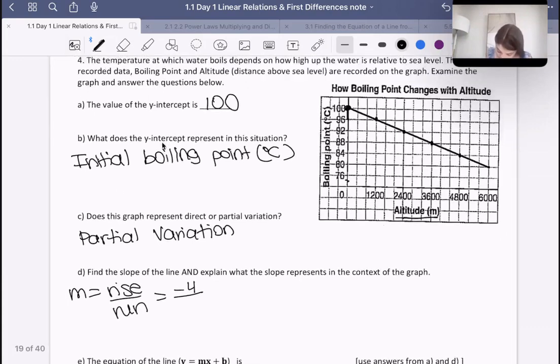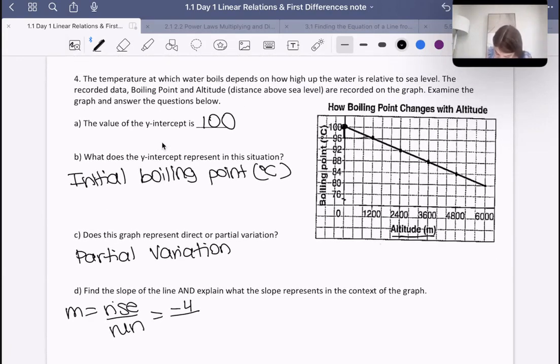And what's the run for that -4? Well, let's see. It's 1,200. So the answer is -4 over 1,200, which actually I believe can be reduced to -1 over 300. So there's our slope. So our slope would be -1 over 300 in this case. It also asks, what does the slope represent in this situation? Basically, what does the slope represent? It represents the altitude, right, per degree Celsius, so to speak.